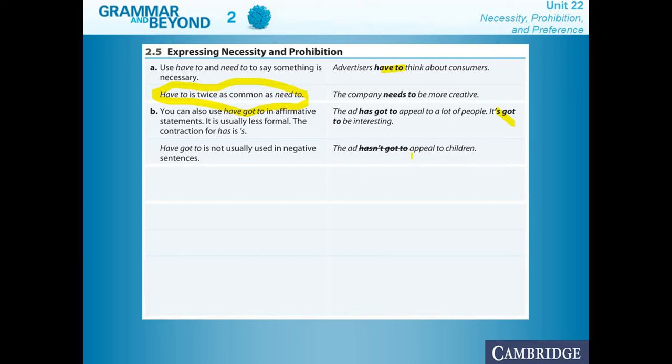The ad hasn't got to appeal to children. You just noted this. Just listen to this. Doesn't sound natural, doesn't sound appealing. That's why we don't use the negative form. The ad hasn't got to appeal to children.